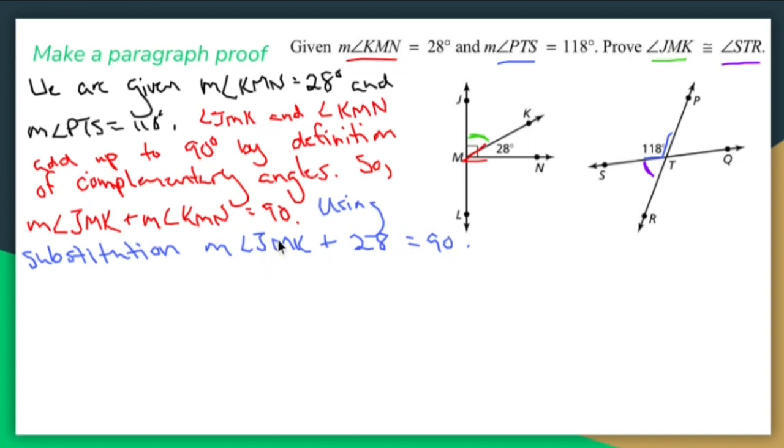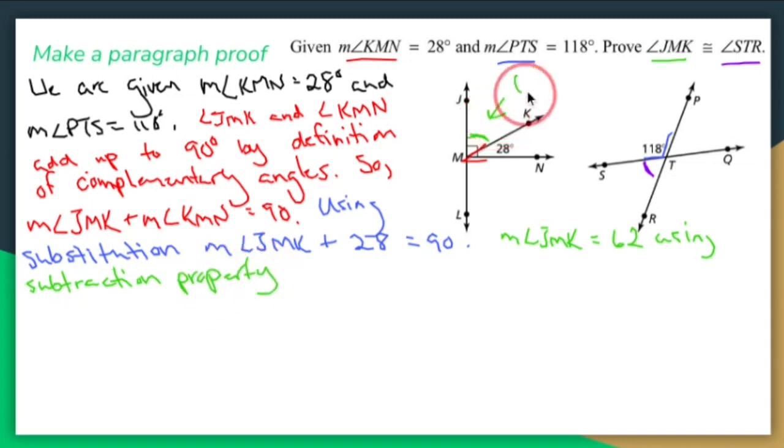Now, I can solve for JMK by subtracting 28. So, the measure of angle JMK equals, what is that, 62 using the substitution property. Nope, the subtraction property. Subtraction property. Cool. So what I have is that you are now 62.